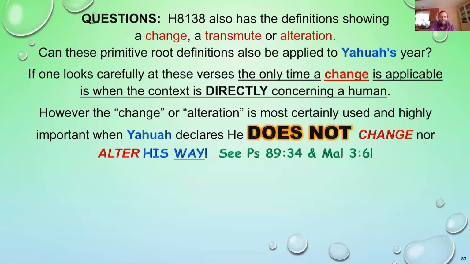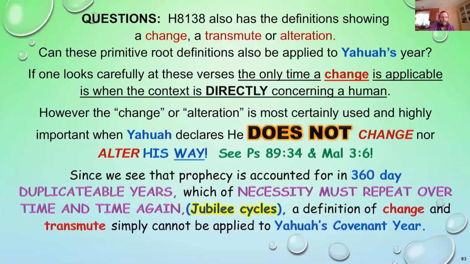If one looks carefully at these texts, the only time a change is applicable is when the context is directly concerning a human. However, the change or alteration is most certainly used, and highly important, when Yahuwah declares he does not change nor alter his way. And you will see that in Psalms 89:34 and Malachi 3:6.